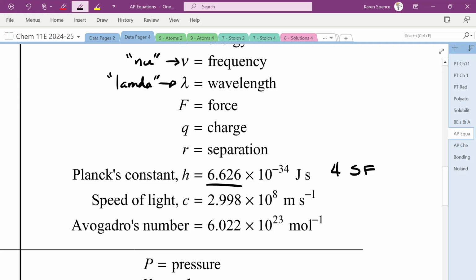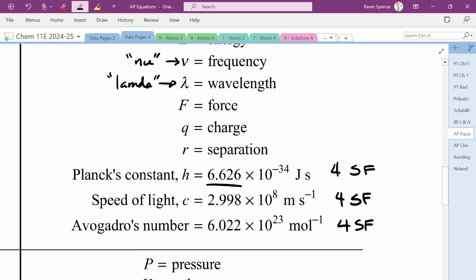So the speed of light, these waves, these are photons. They're particles of light and they move through space, okay? So this is light waves. So they travel at the speed of light because they are light. And again, there's 4 sig figs here. And they also give you Avogadro's number, which I'm going to draw your attention to because how many sig figs do they give you in Avogadro's number? They give you 4 sig figs.